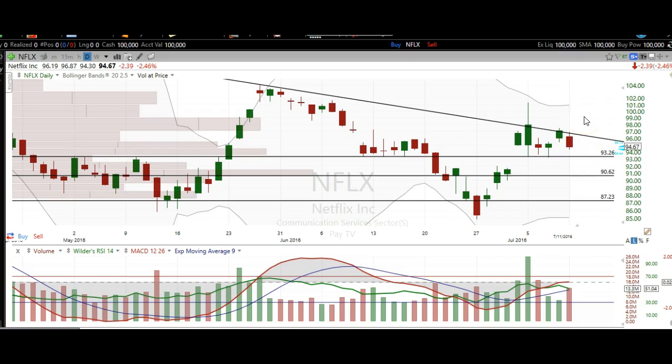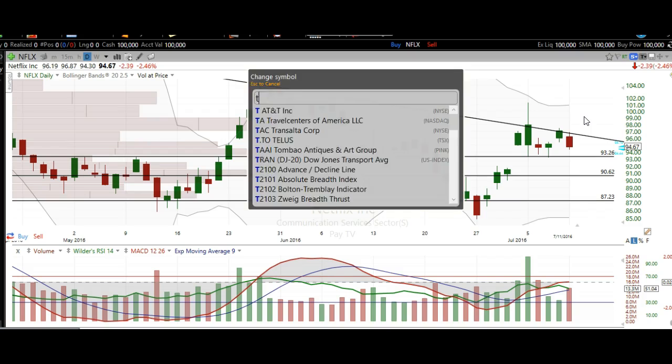And we did not do that even while SPY, the S&P 500, hit its all-time highs near 214 today. So these are some things that you need to be aware of.